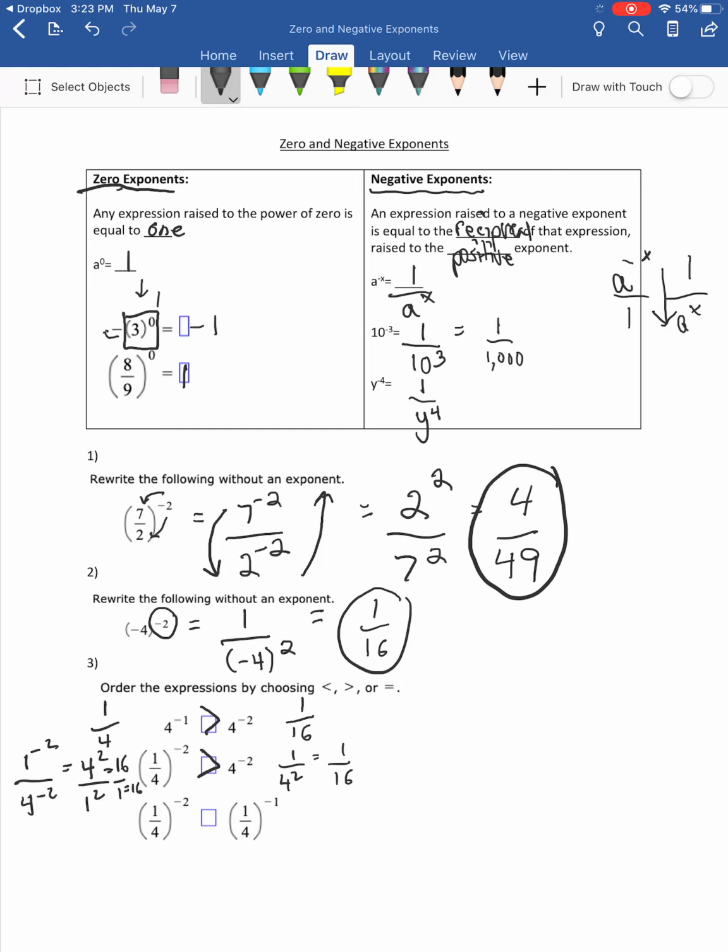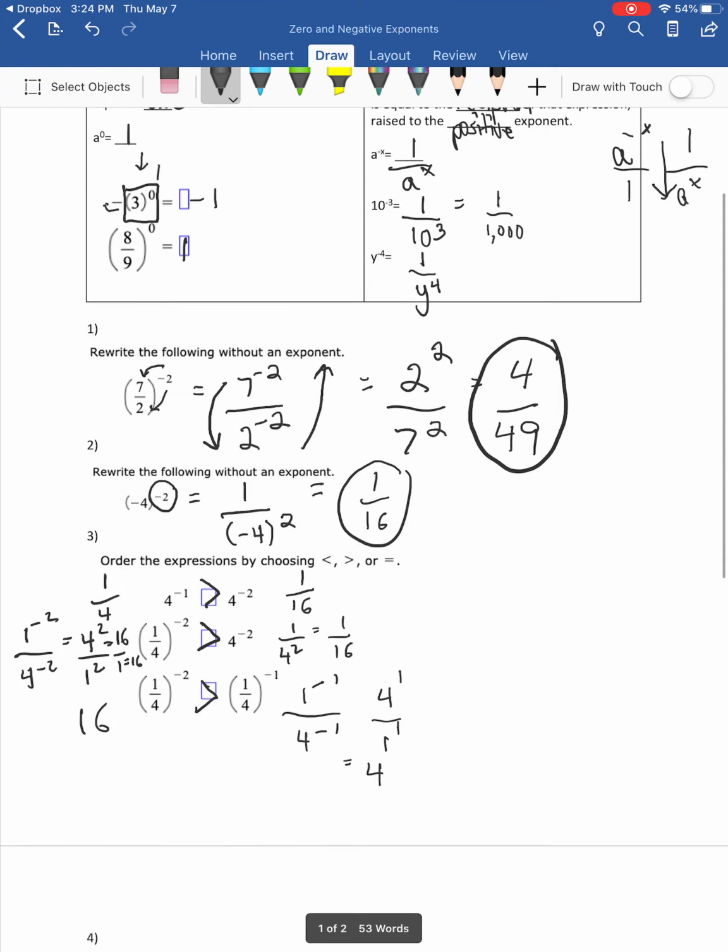All right, so the last one, 1/4 to the negative 2, which we know from the one above it is just 16. 1/4 to the negative 1, that's 1 to the negative 1 over 4 to the negative 1. We switch positions, that's going to be 4 to the positive 1 over 1 to the 1, which is 4 over 1, which is just 4. So that's going to get a greater than as well.